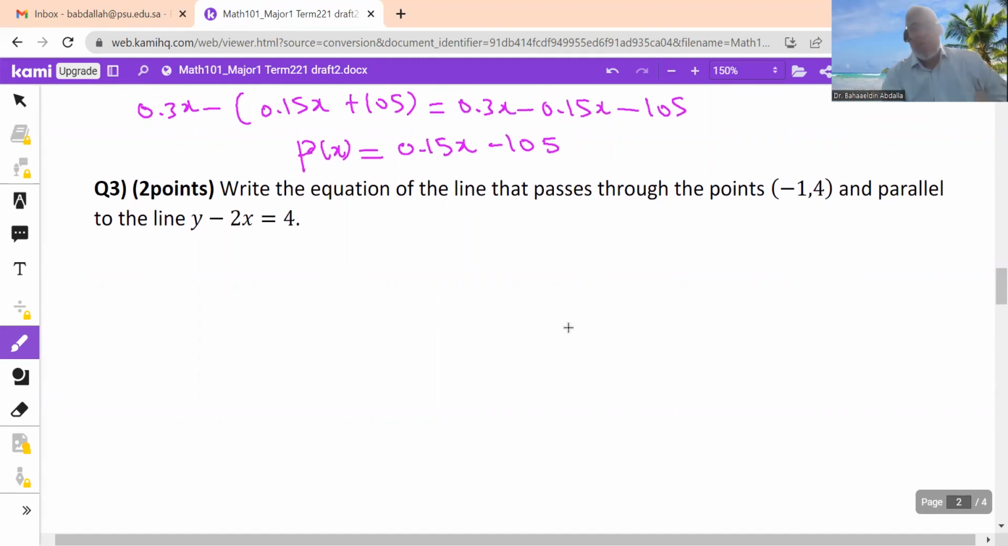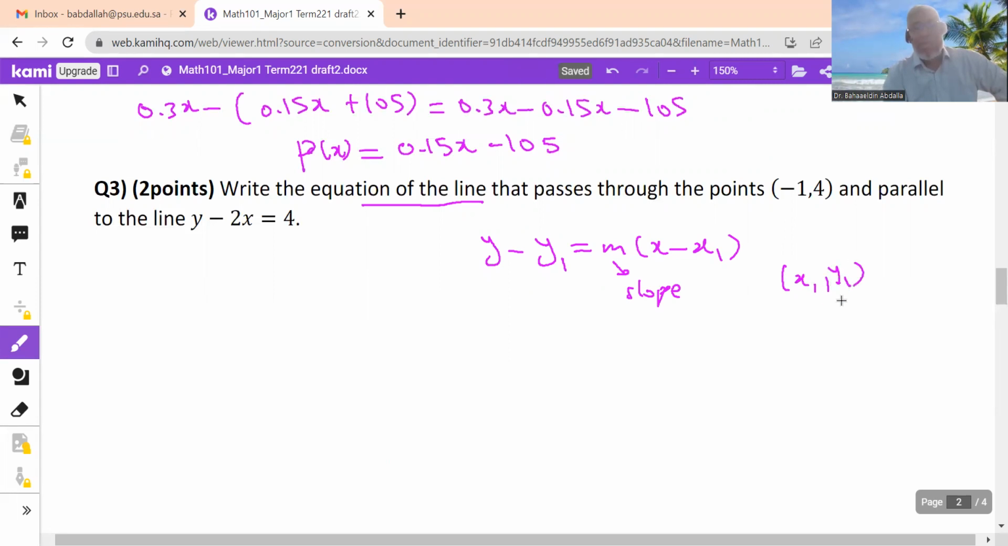Well, the equation of the line is y minus y1 equals m times x minus x1, where m is the slope of the line and x1, y1 is a point on the line. So if you know a point on the line and the slope, you can write the equation of the line. So this is the point, this is x1, y1.